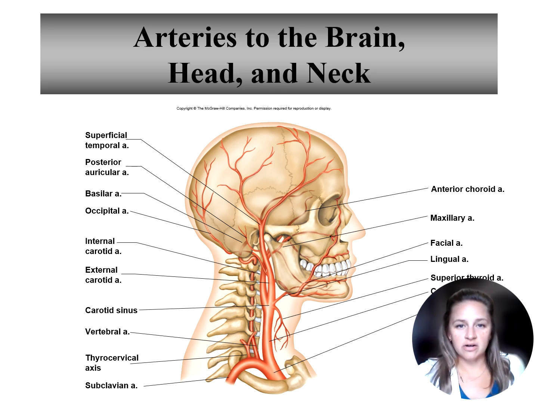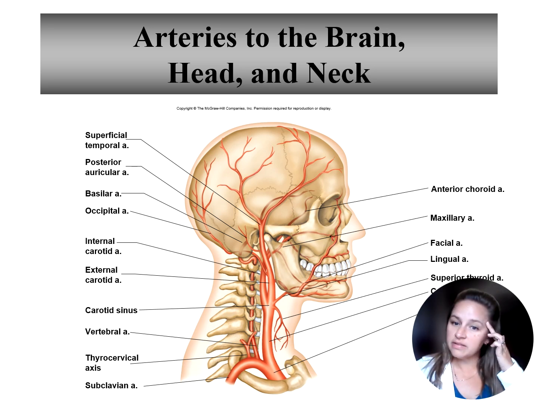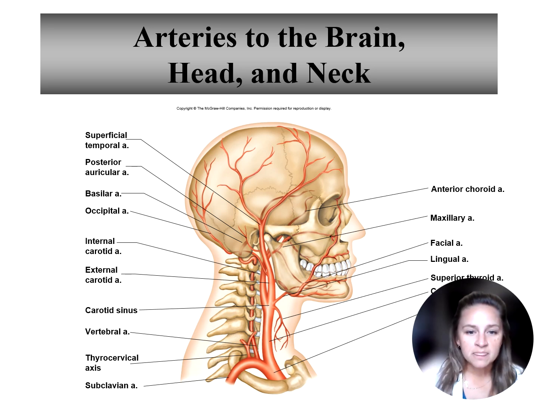Next, these are the arteries to the brain, head, and neck. Again, many of these are going to have a corresponding vein. This superficial temporal artery here is that artery that's kind of in your temple, where if you've been on a long run or you're exercising really hard, you can see it pulsing. This is your superficial temporal artery.